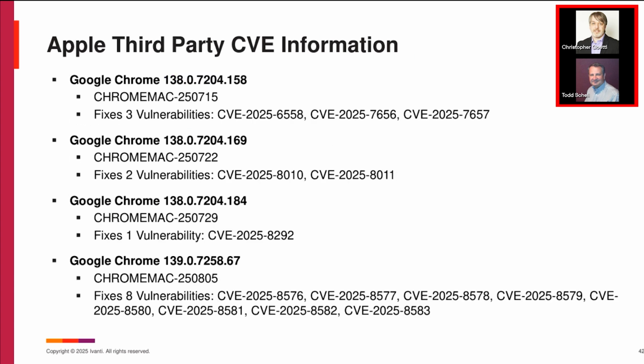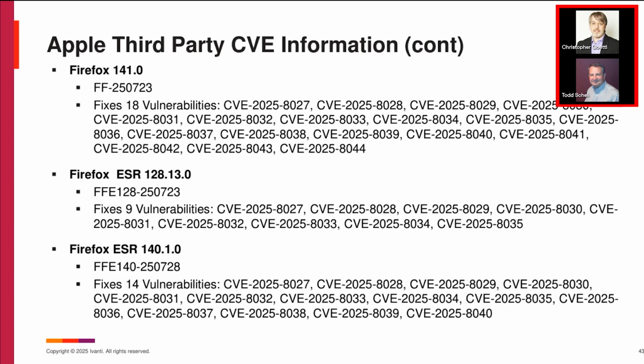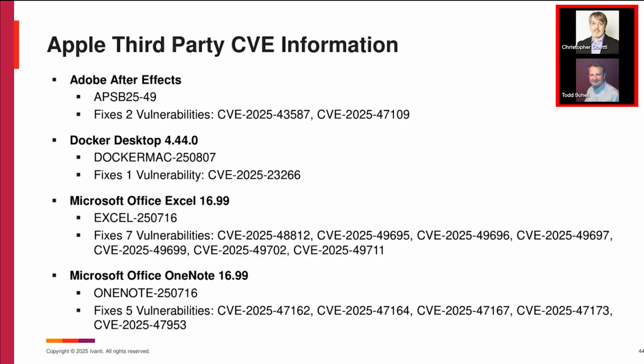Sorry. Updates for Chrome, of course, both across the Windows as well as the Mac side. Typically the same number of vulnerabilities addressed in each. There's overlap there. You see the Firefox and Firefox ESR updates as well. Same typical vulnerabilities here across both operating systems. Other updates that occurred this month, Adobe After Effects, 2 vulnerabilities fixed there. We saw an update for Docker Desktop running on Mac for 4.44 version, addressing 1 vulnerability.